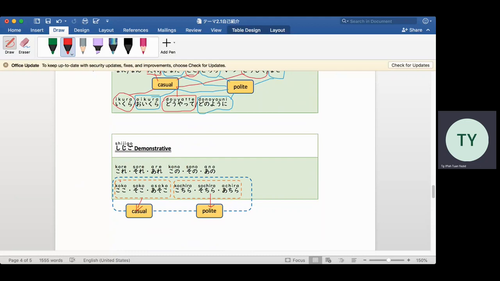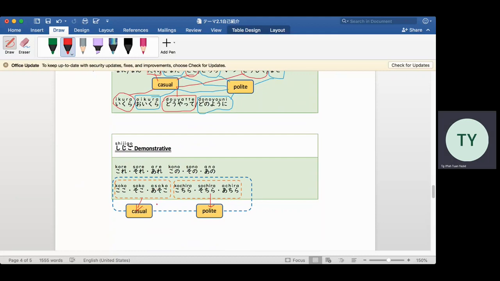Koko, soko, asoko, same as kochira, sochira, achira. The difference: koko, soko, asoko are casual, kochira, sochira, achira are polite. Koko is here, di sini. Soko is there, di sana.